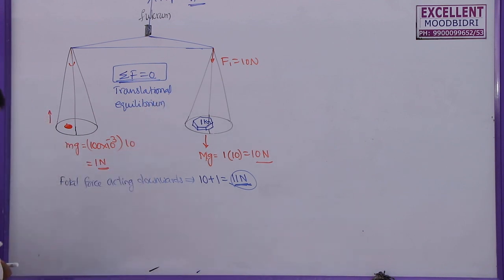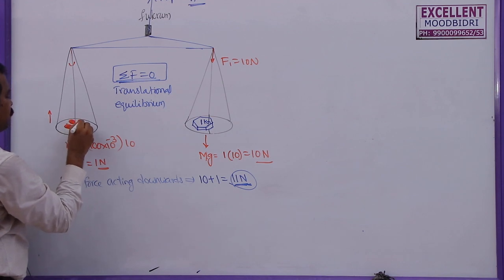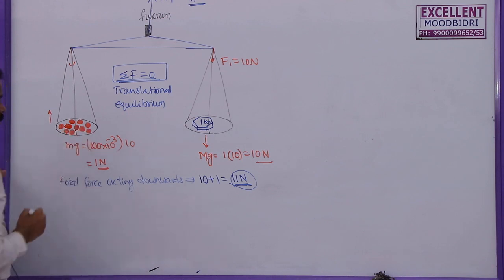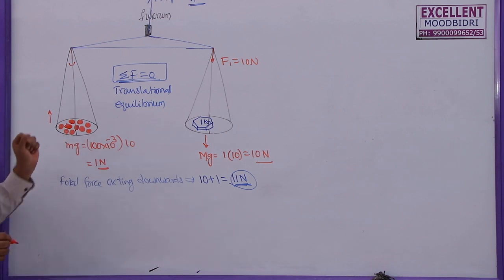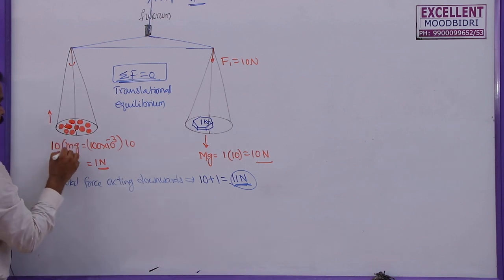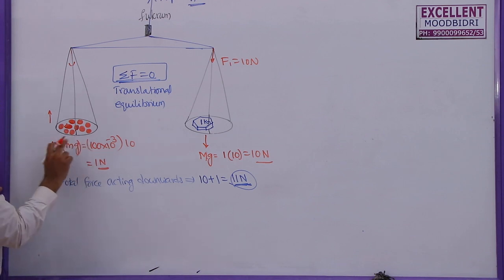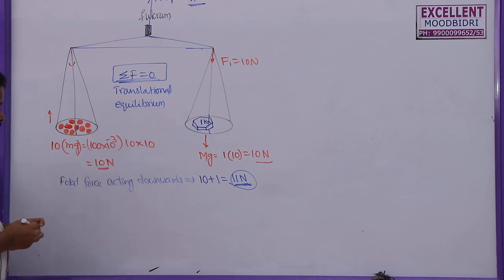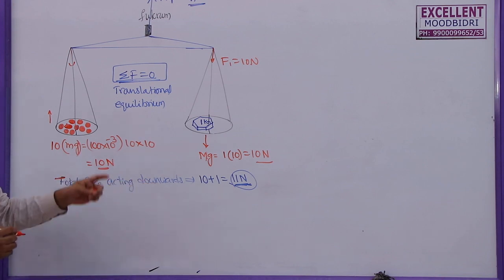Now, by adding these tomatoes here one by one, I am adding tomatoes 2, 3, 4, 5, 6, 7, 8, 9, 10. Let us say all tomatoes have equal masses. What is the mass of these 10 tomatoes? Mass will be 10 m and total weight will be this into 10, and this will become 10 Newtons. Now, what is the total force acting downwards in this case?